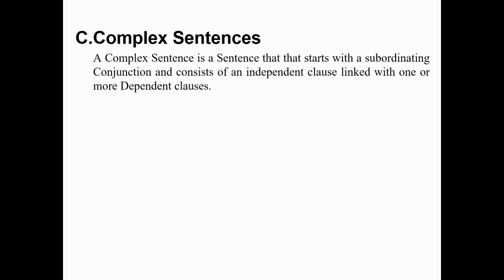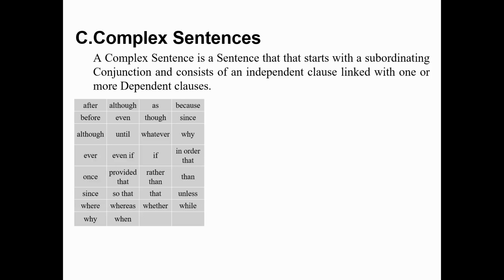Now we will move to the third type of sentences. Complex sentences. A complex sentence is a sentence that starts with a subordinating conjunction and consists of an independent clause linked with one or more dependent clauses. So here we have an independent clause plus at least one or more dependent clauses plus a subordinating conjunction. You have to know here that a dependent clause cannot stand alone and does not express a complete thought. Also note that coordinating conjunctions and subordinating conjunctions are different, and they both must be memorized.